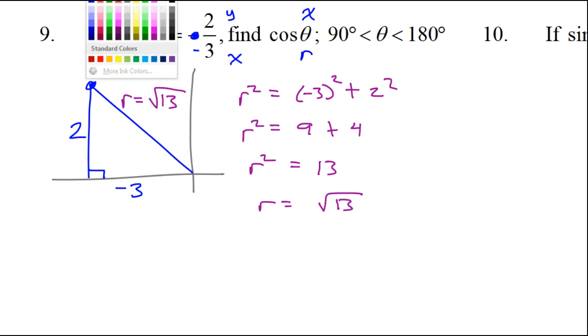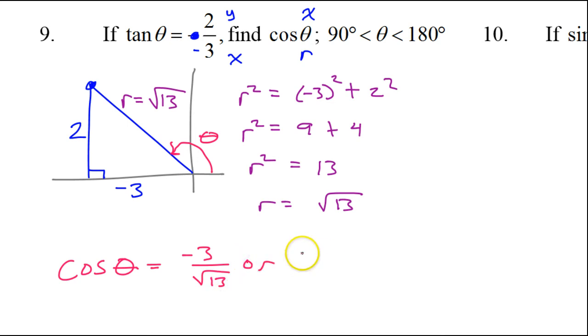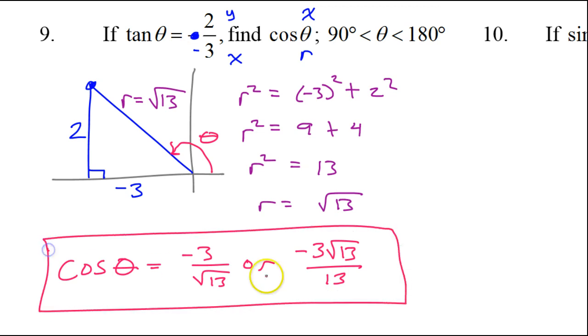So that puts me in a position to say what cosine is. This was the angle theta in question, but as I said, cosine is x over r, so that's going to be negative 3 over radical 13. Or if I rationalize the denominator, multiplying the numerator and denominator by radical 13, that would be negative 3 radical 13 over 13. So that is the cosine of theta.